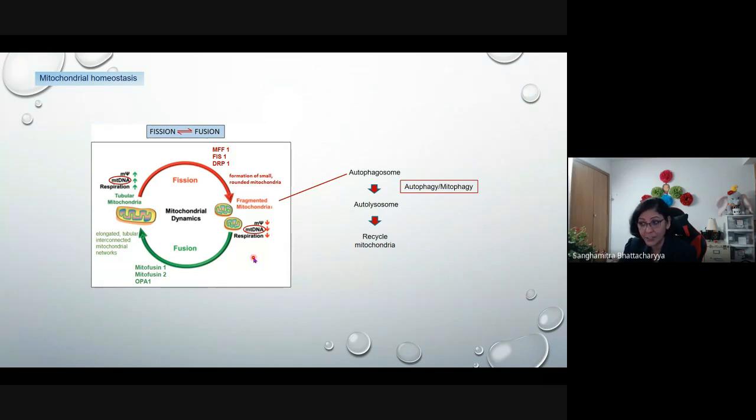So an unhealthy mitochondria is first encapsulated by a double membrane autophagosome. The autophagosome then fuses with the lysosome, and it's called an autolysosome. This lysosome has an acidic environment inside, and it contains degrading enzymes which degrade these bad mitochondria inside, and then whatever is left, the proteins, lipids, they are recycled back to the cell for mitochondrial biogenesis.